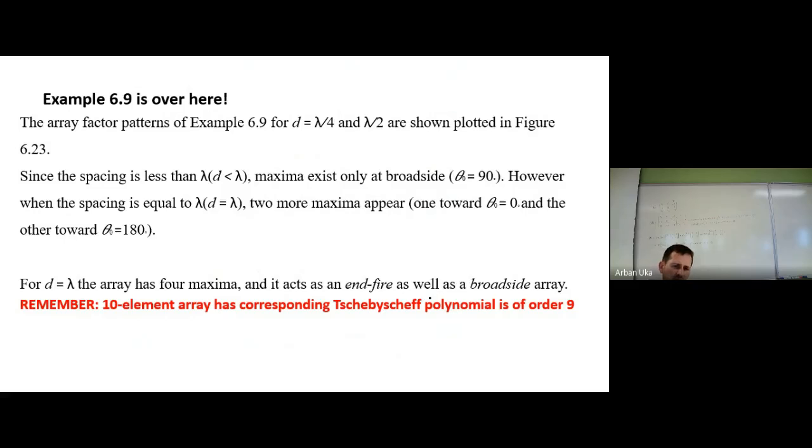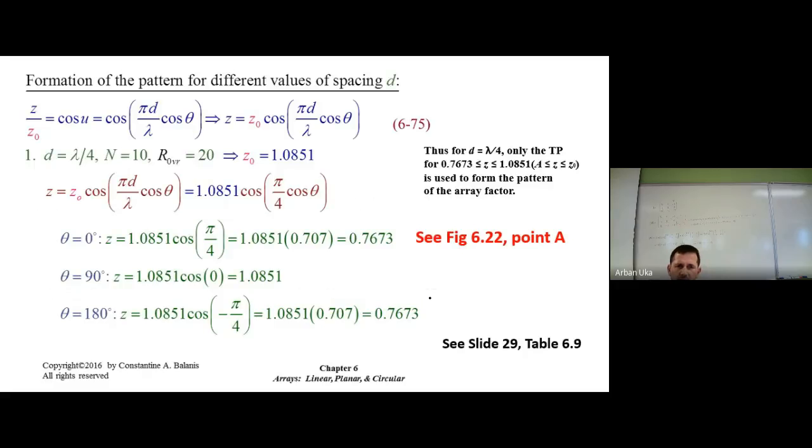Now, for d equal to lambda, this specific array has 4 maxima, and it acts as an end fire as well as a broadside array. So it's going to have 2 maxima on top and 2 maxima on the side. Now, formation of the pattern. We said that the ratio between z and z prime, z0, is equal to cosine u. So this is somewhat equivalent to cosine u.